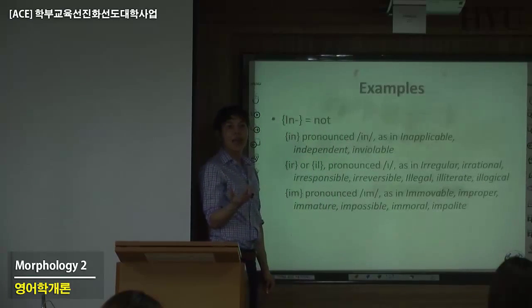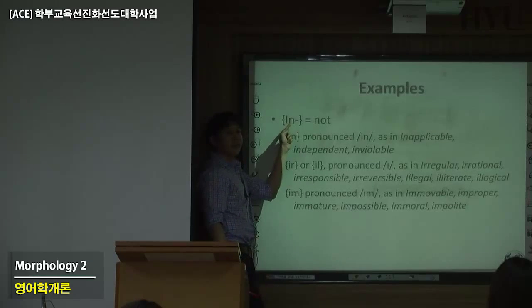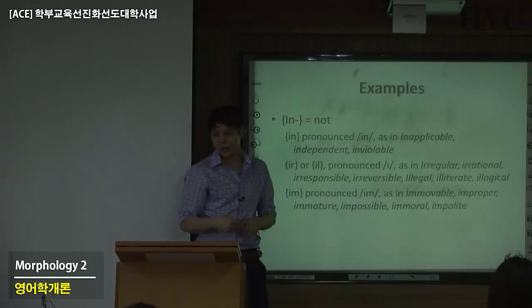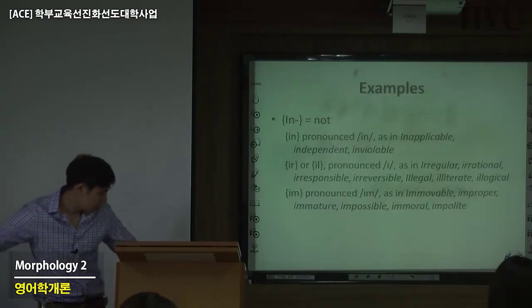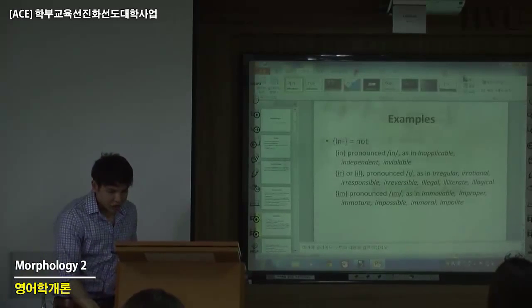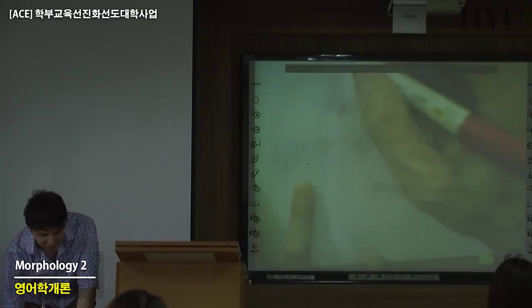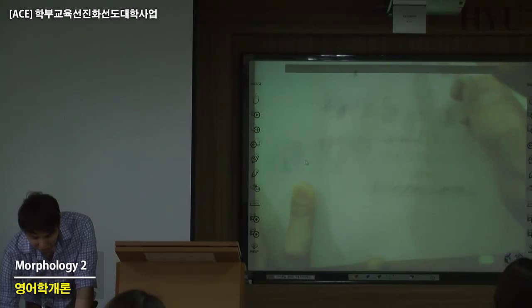So m and p are bilabial sounds, made with two lips. This means that the n, which is an alveolar sound, becomes a bilabial sound before another bilabial sound, okay? So I can say that I will use the camera here. I can say that the morpheme in becomes the allomorph im when it occurs before a bilabial, like that.